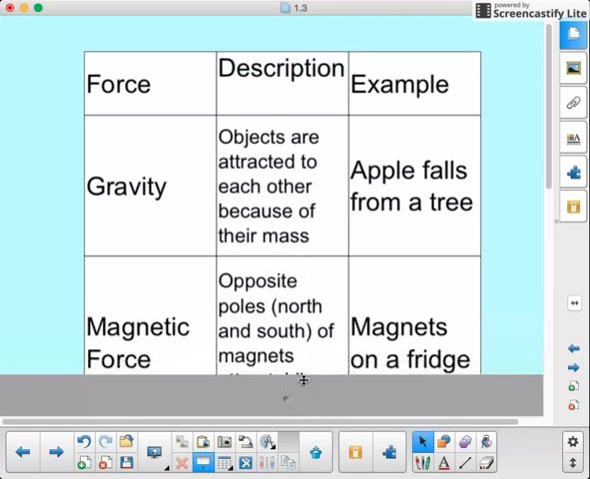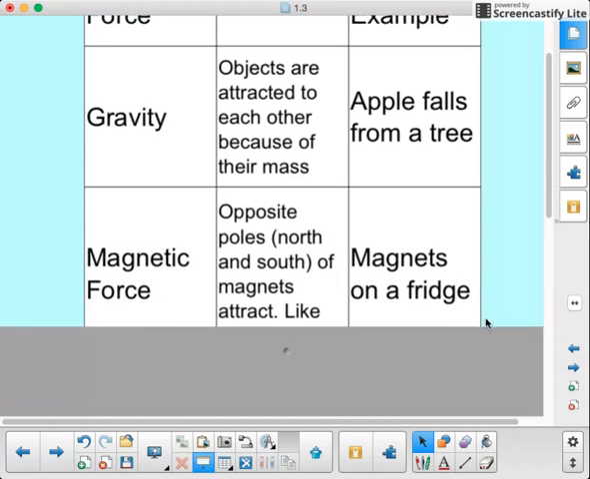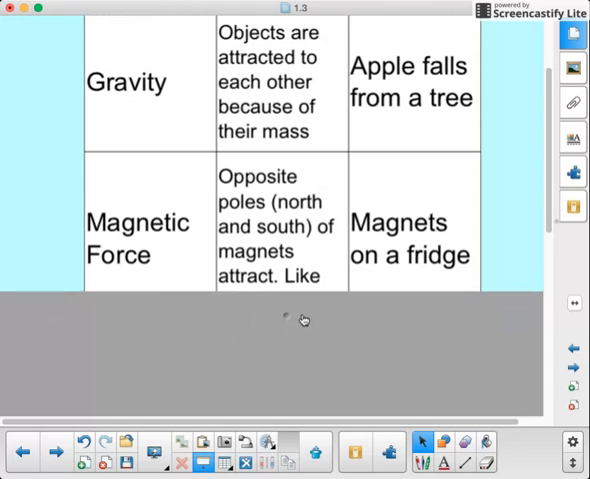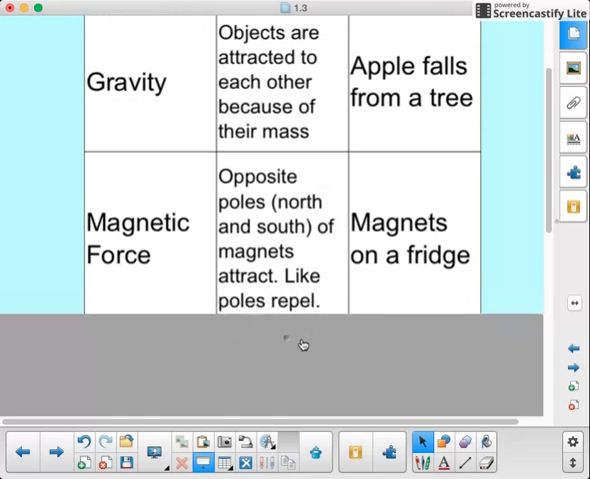The second force in your notes is magnetic force. That's another one you're probably familiar with. Magnets on a fridge would be an example. Magnets work because they have opposite poles. The north pole is one end of the magnet, south pole is the other. Those like poles repel each other. They push each other away.